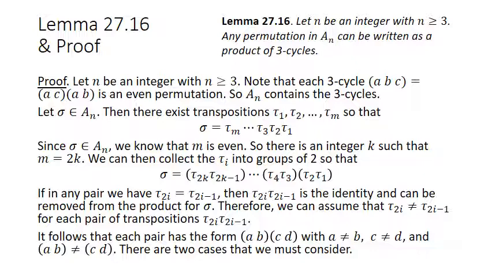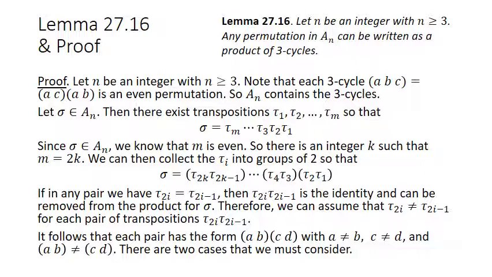So the lemma is 27.16. Let n be an integer with n greater than or equal to 3. Any permutation in A_n can be written as a product of 3 cycles. Okay, so here is our proof. Let n be an integer with n greater than or equal to 3.